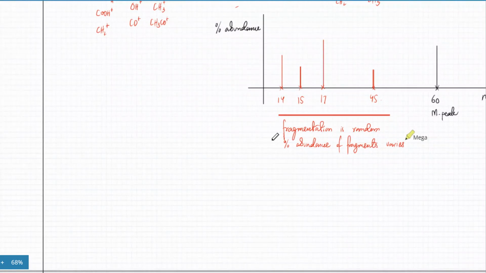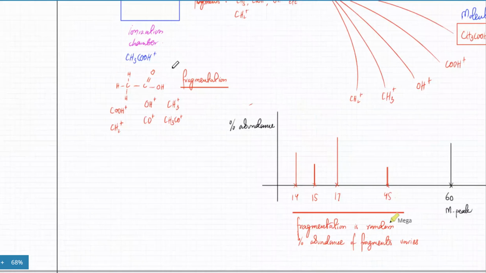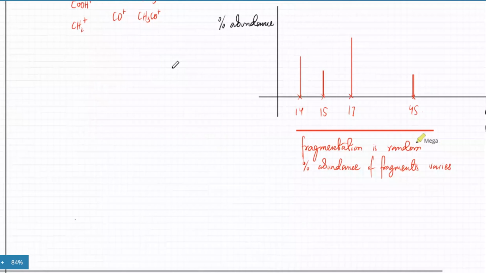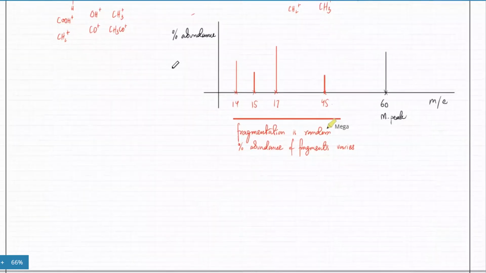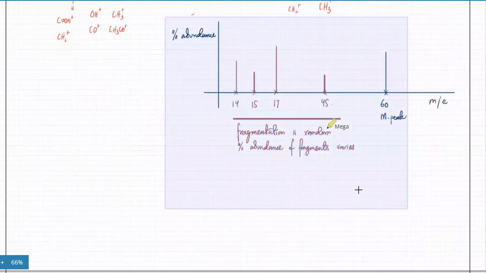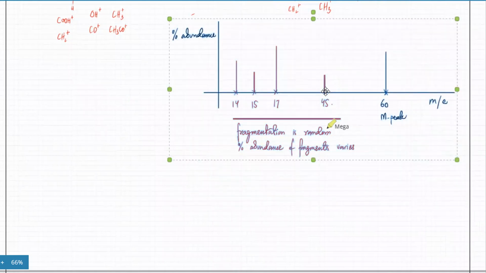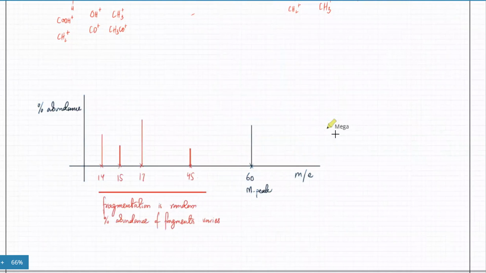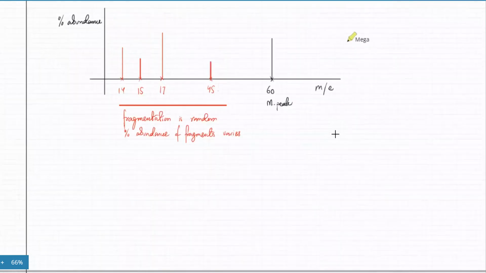For example, let's imagine we didn't know it was ethanoic acid. Let's imagine we had no idea that it was ethanoic acid, and what we are given is just this graph. So I'm going to do the reverse now, because fragments give you, it's like solving a puzzle. Fragments give you a very good idea of what the molecule might look like.